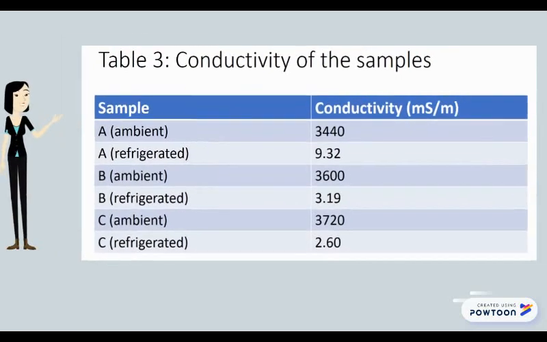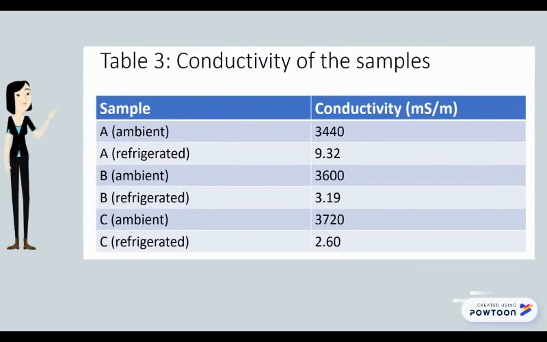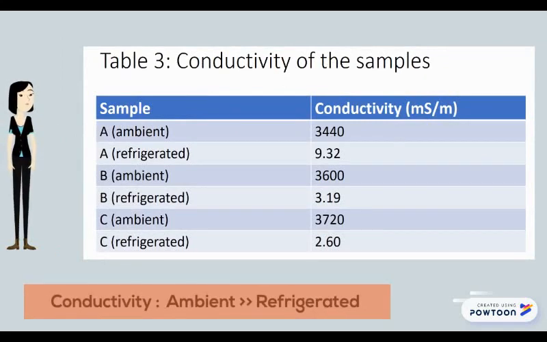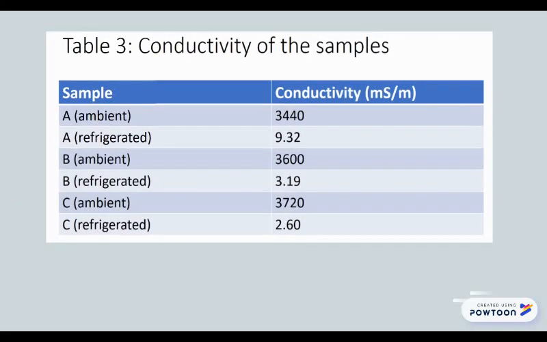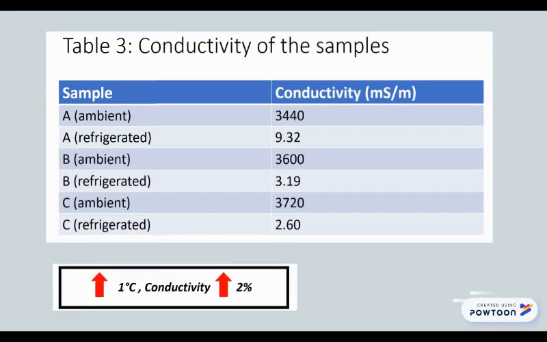Further on, the conductivity of each sample in ambient and refrigerator state are shown in this table. From the table, the samples in the ambient state have higher conductivity compared to the refrigerator state. This is because the conductivity of water is temperature dependent. The conductivity will increase about 2% when the temperature rises by 1 degree Celsius. Sample C has the lowest conductivity in refrigerator state compared to other samples.